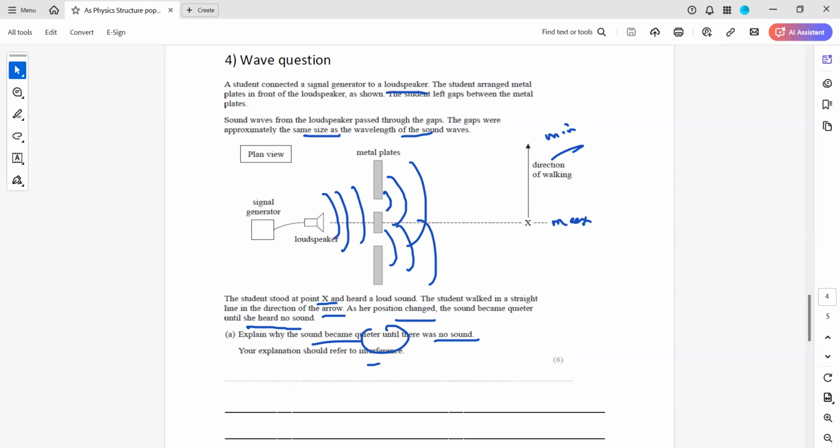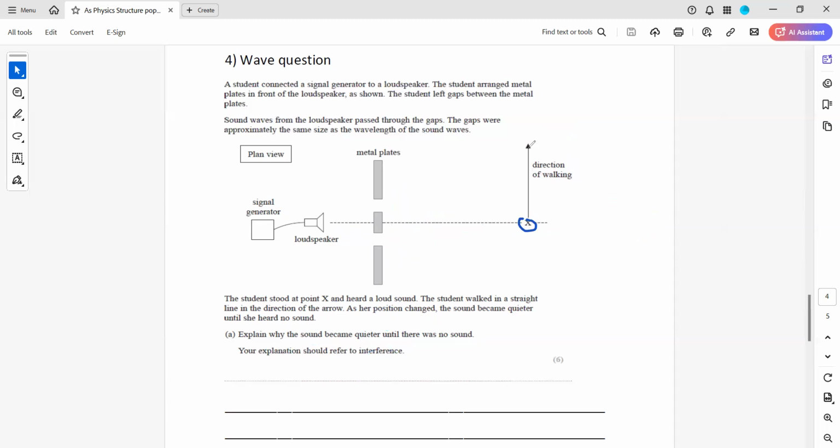Why is there a maximum diffraction? Because the wavelength of the wave we are using is equivalent to the gap size, as already mentioned. So the first point you will mention is that maximum diffraction will occur because the gap size is equal to the wavelength. Then at point X, why is there a maxima? At point X, the waves which travel from these slits have a path difference of zero. When the path difference is zero wavelength, a maxima, or constructive interference, takes place.